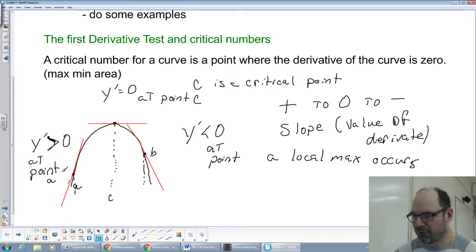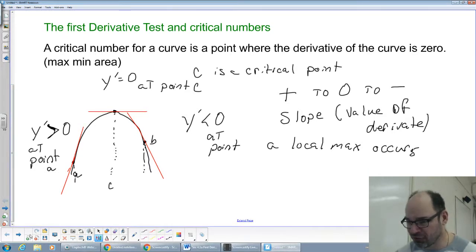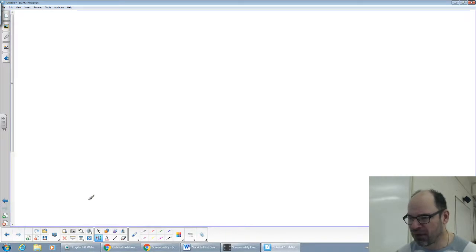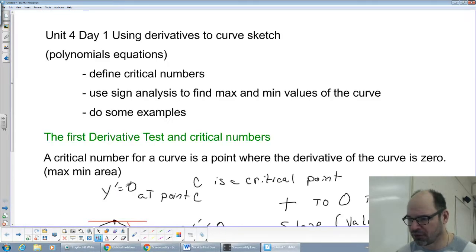That's a local maximum. We'll go from positive to 0 to negative. And that critical number is where the derivative is 0, so that's going to be a flat spot in the slope. The opposite is true for a minimum. Oops, I just want it to go down.